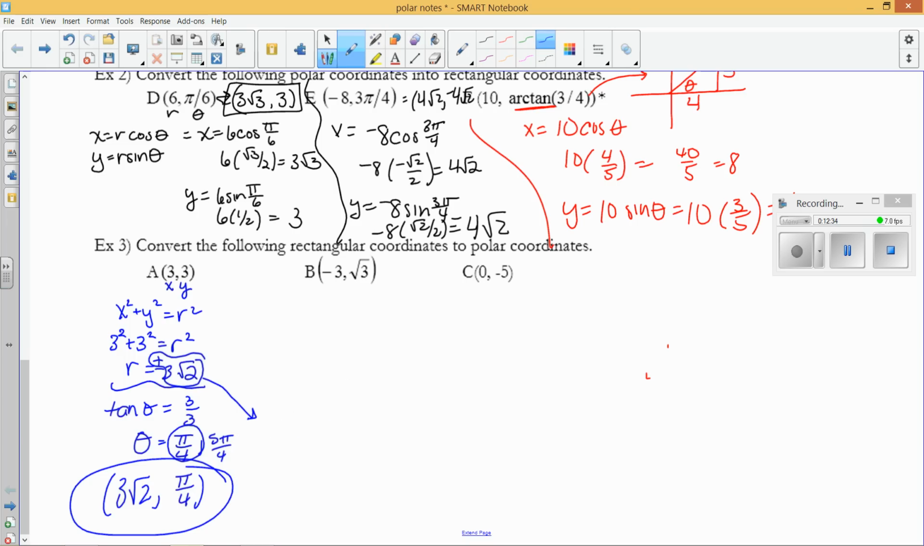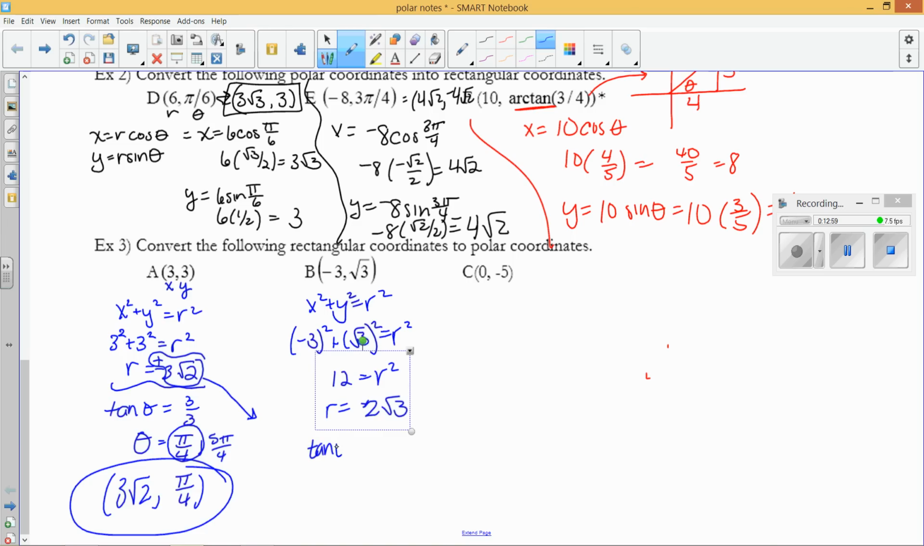All right, so if we jump to the next one, if I have x squared plus y squared equals r squared here, I'd have negative 3 squared plus root 3 squared equals r squared, and that's going to be 12. So r is going to be 2 root 3. Again, you can do plus or minus, but I say always go with positive r. There's no reason to have a negative r.